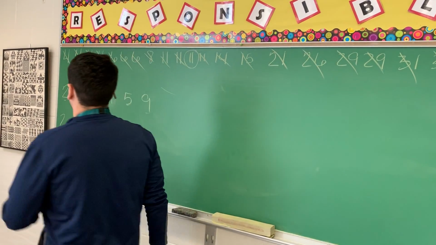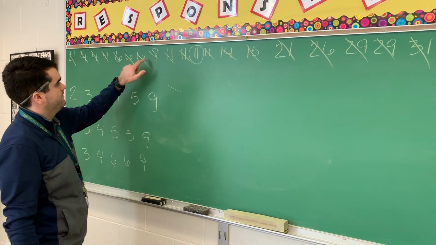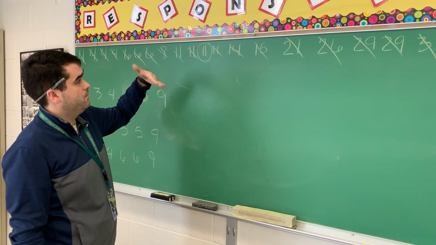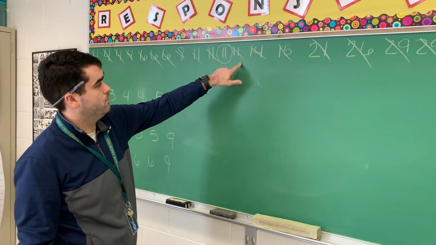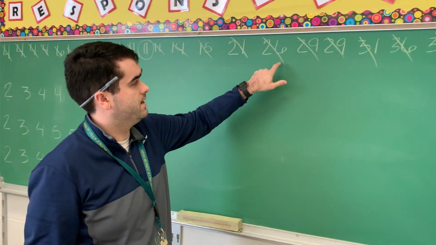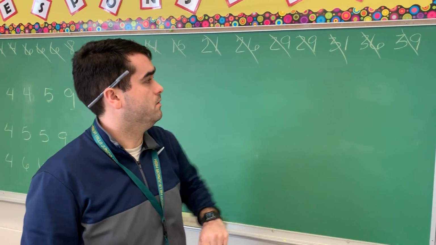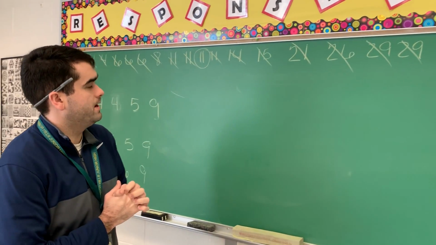If I look at this one, I have 1, 2, 3, 4, 5, 6, 7, 8, 9, 10 numbers on the left side. If I want to check my work, that means I need 10 numbers on the right side. So I have 1, 2, 3, 4, 5, 6, 7, 8, 9, 10. Did you count the one that you circled as one of your numbers? No, I did not. Exactly.